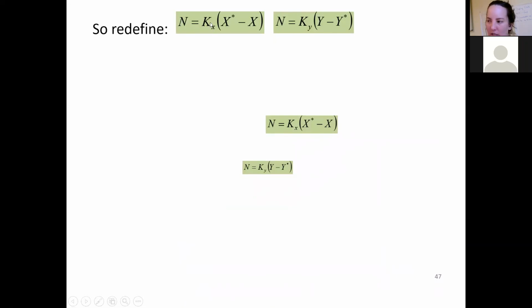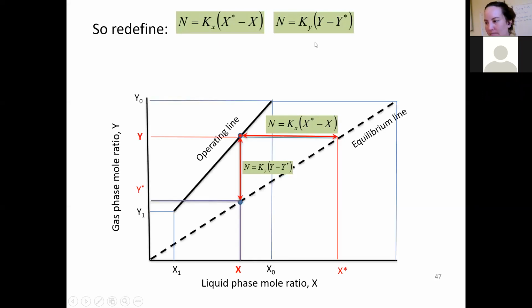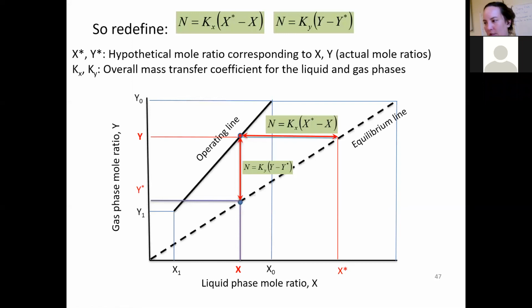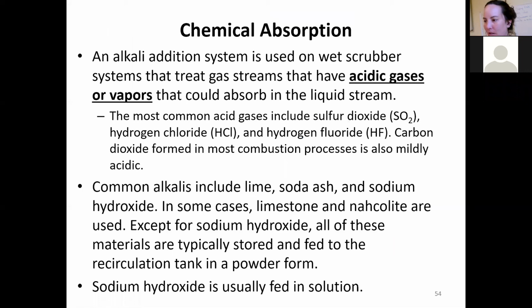This is the rate of mass transport, and there's a mass transport coefficient for the gas phase here, and for the liquid phase kx, multiplied by these differences in the concentration to describe these different operating conditions.